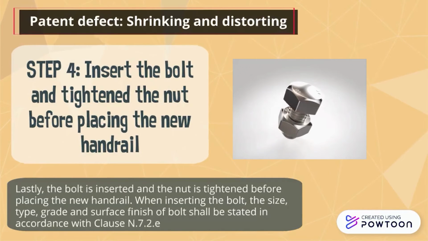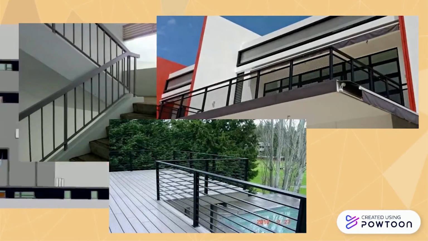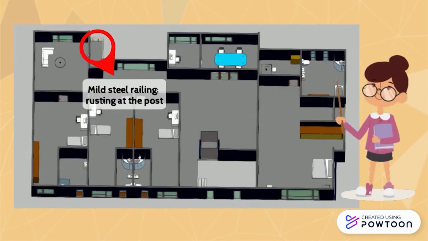When inserting the bolt, the size, type, grade, and surface finish of both shall be stated in accordance with clause M.7.2.e. For mild steel railing, we notice there is a rusting area at the post causing a hole and looseness from the concrete. This defect is located at the balcony railing on the second floor.